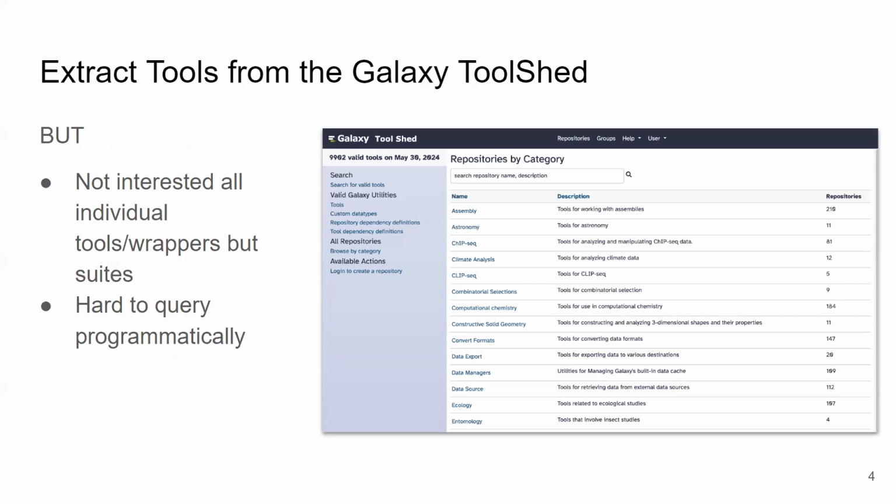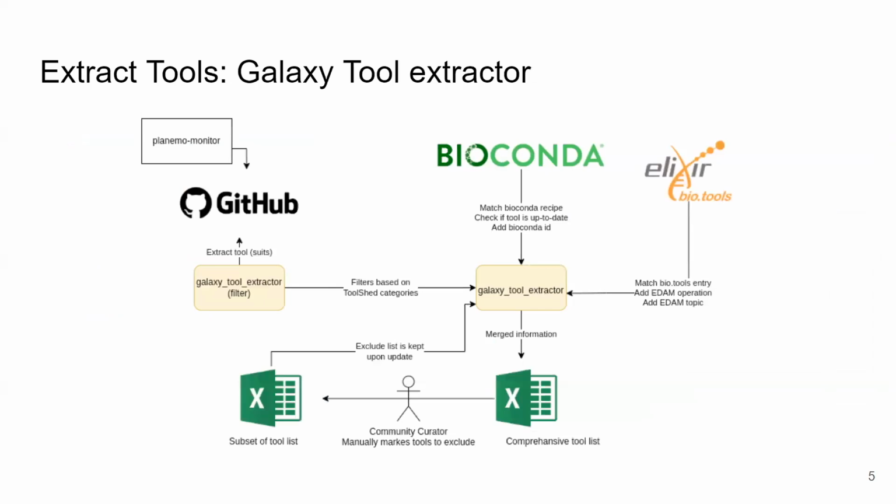And it can be a bit hard to query programmatically, so that we can keep up to date with what is available within the ToolShed or in the Galaxy ecosystem. So we took a slightly different approach. We took the GitHub repositories collecting all the tools, so everything that is listed on the Planemo monitor. And then we queried the GitHub repositories to extract all the tool suites there.